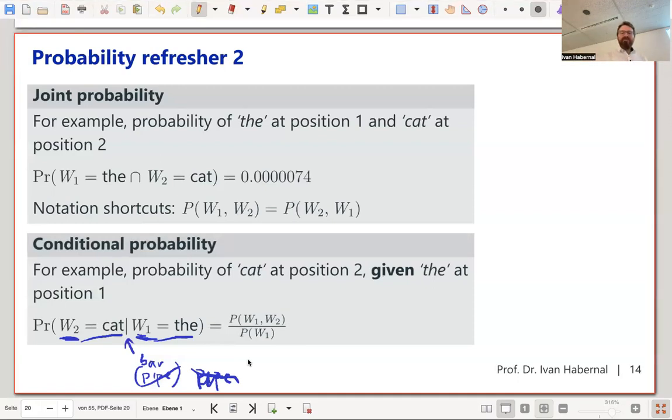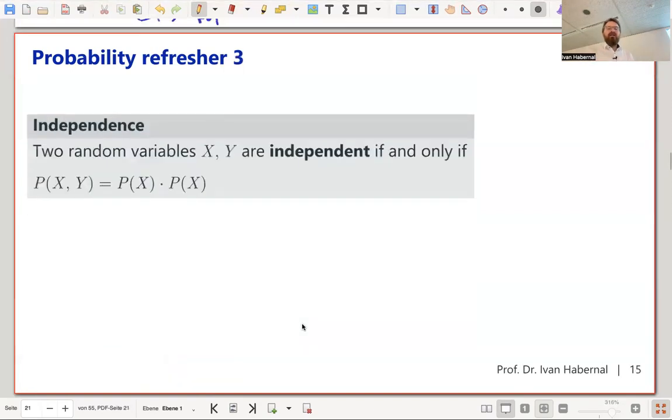Anyway, this is the conditional probability, and this is how we compute it. This is the definition of conditional probability. Okay, so everybody's happy with conditional probability and joint probability. That's great. We're on the same page. Then independence. Two variables are independent if and only if their joint probability is the product of their marginal probabilities. Okay, so this is independence.